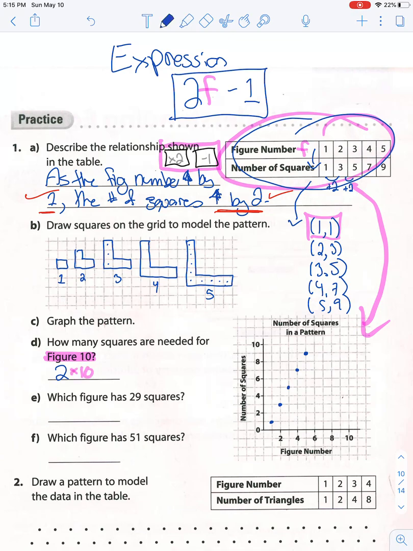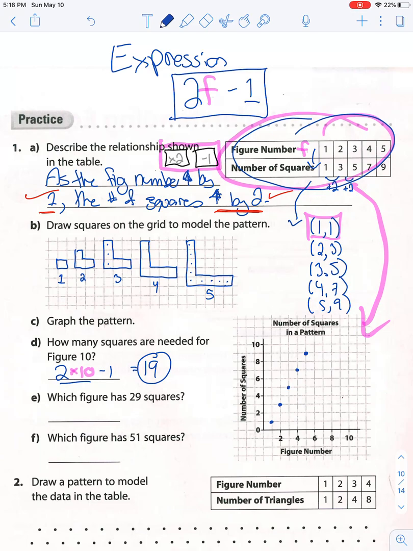So 2 times 10, oops, not plus, there you go, and then minus 1, okay? So that's 20, 19, okay? So that should be the answer.